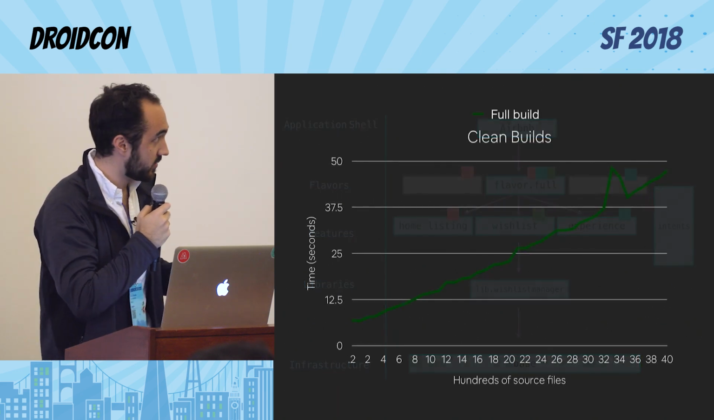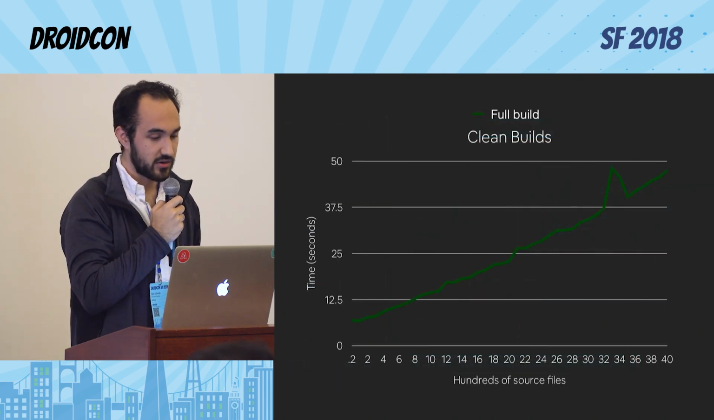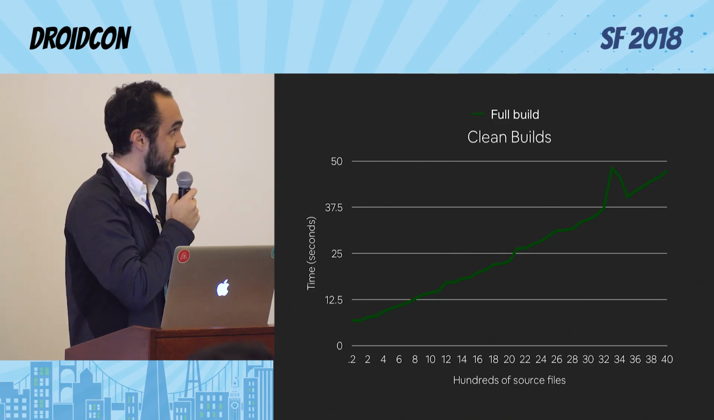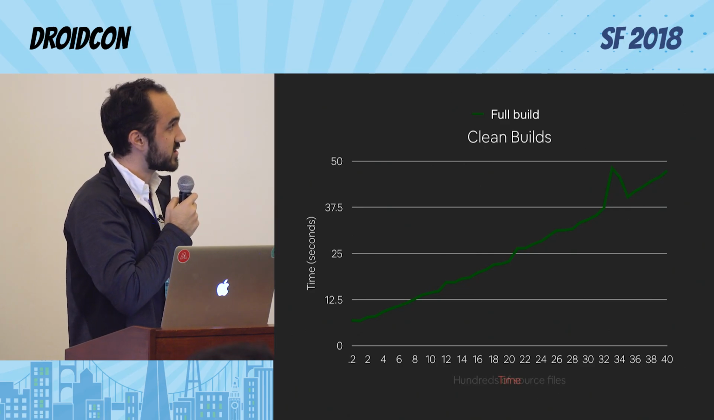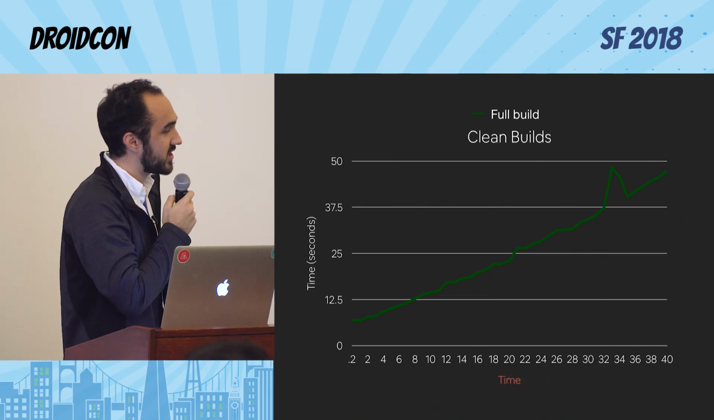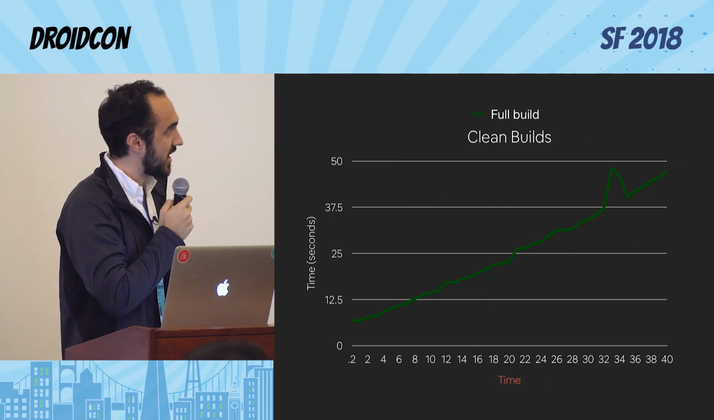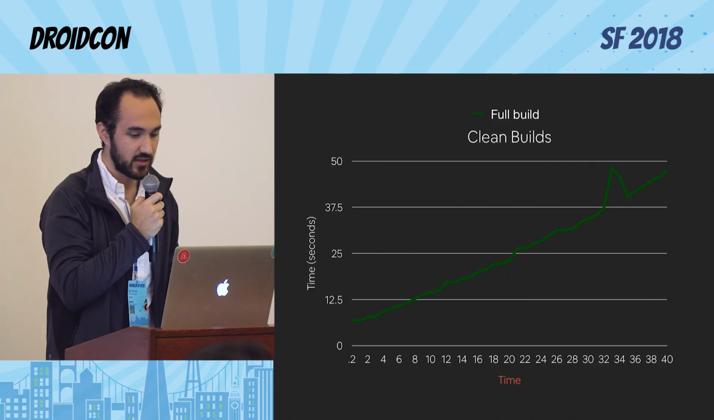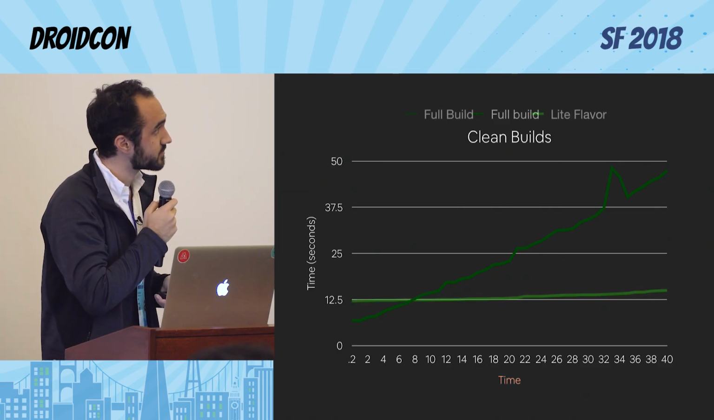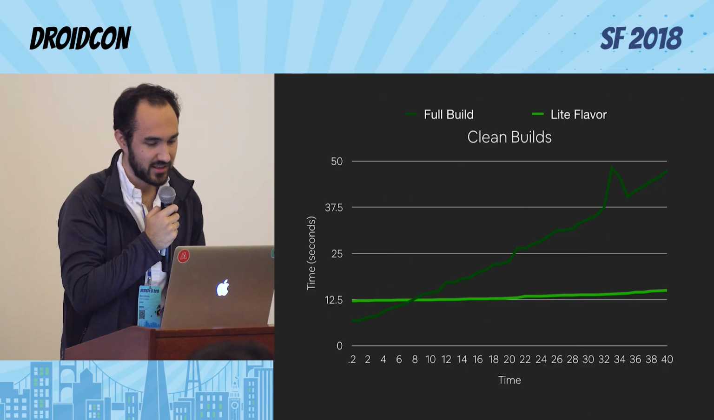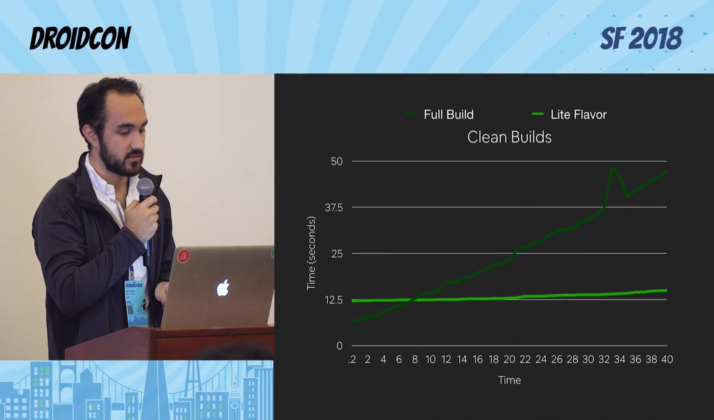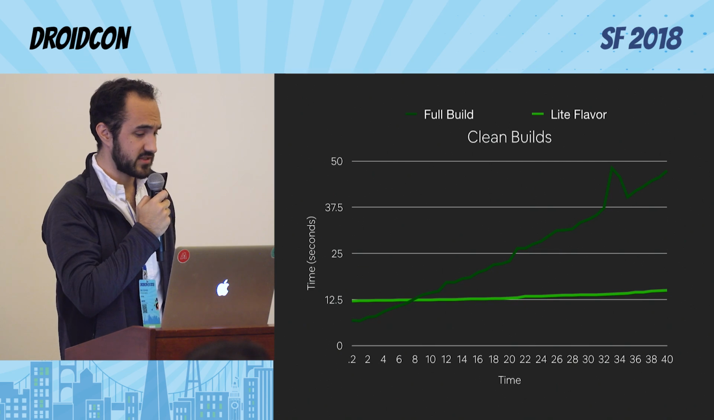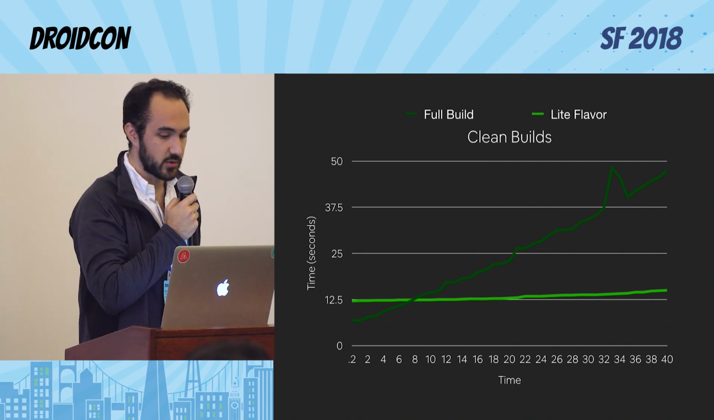And going back to build times, something I want to remind you is another way to label this x-axis, instead of hundreds of source files, you could just call this time. Your application is going to grow over time. And the big difference with light flavors is the amount of code that you're building in a light flavor does not grow over time. I mean, a little bit, but relatively speaking, it's going to be consistently fast. So right now, some of our light builds are up to 80% faster than our full build, and that percentage is only going to increase.